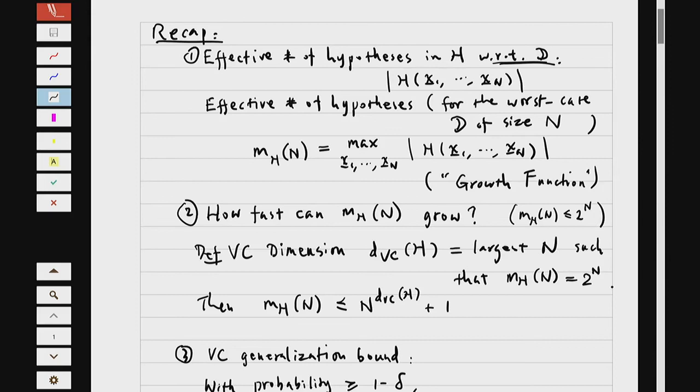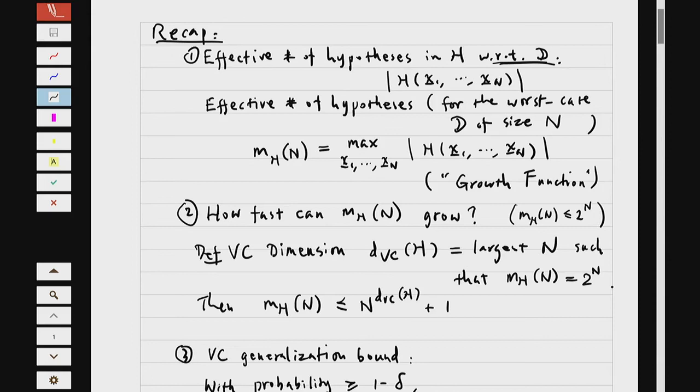This effective number of hypotheses is also called a growth function, because it is a function of n, the number of data points in the training data set. It is an increasing function of n. What we want to know is how fast it can grow. We know there's an upper bound, 2 to the nth power, the total number of binary vectors possible. But that growth is too fast. It's exponential, and if you plug it into our Hoeffding bound, it does not give you a useful bound.